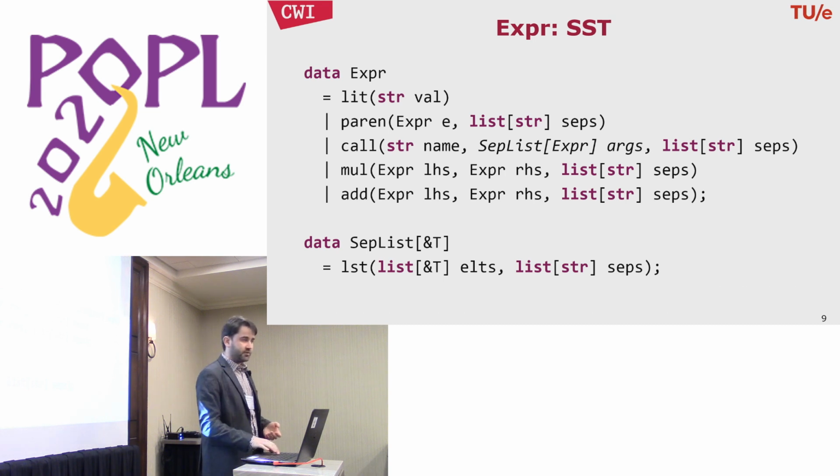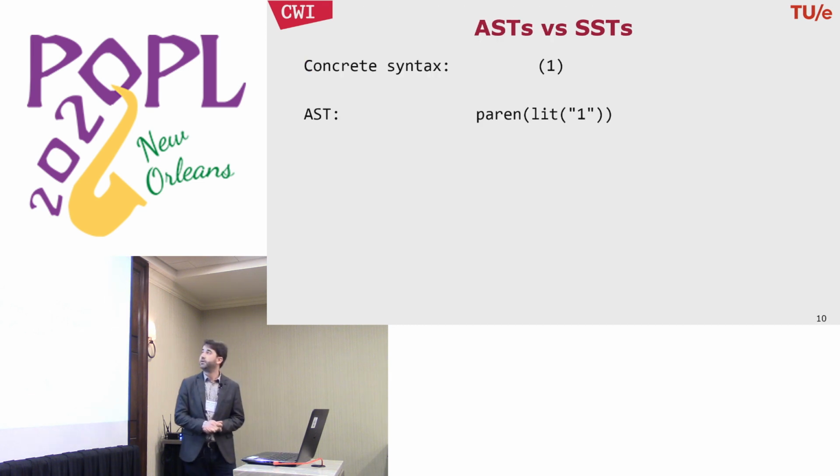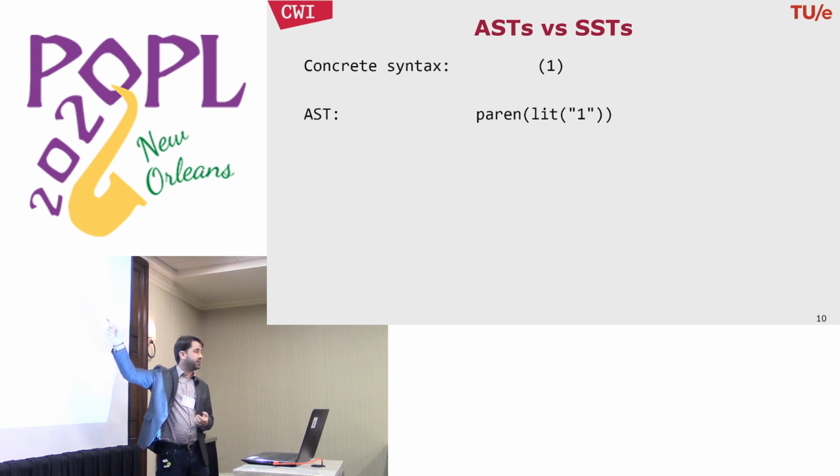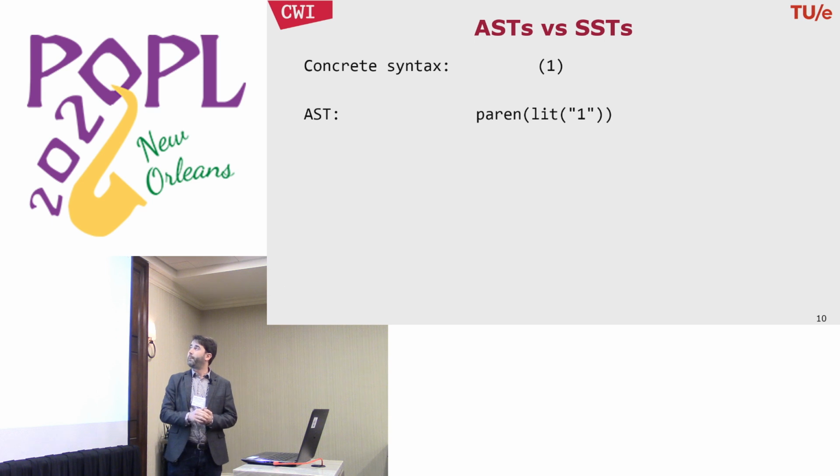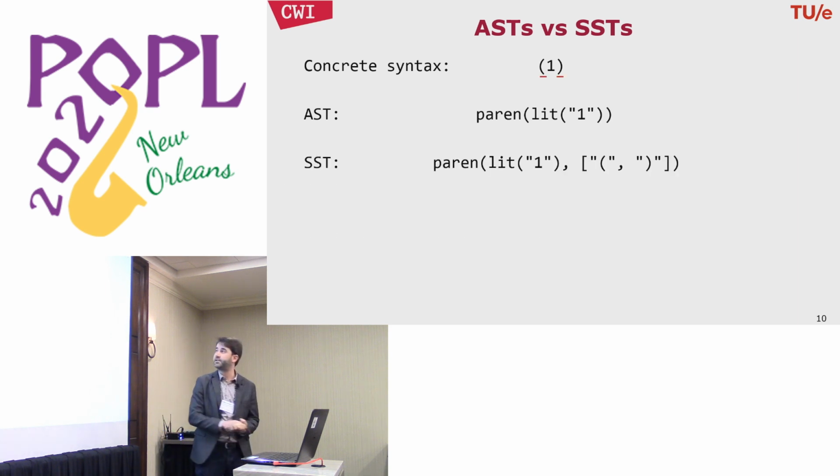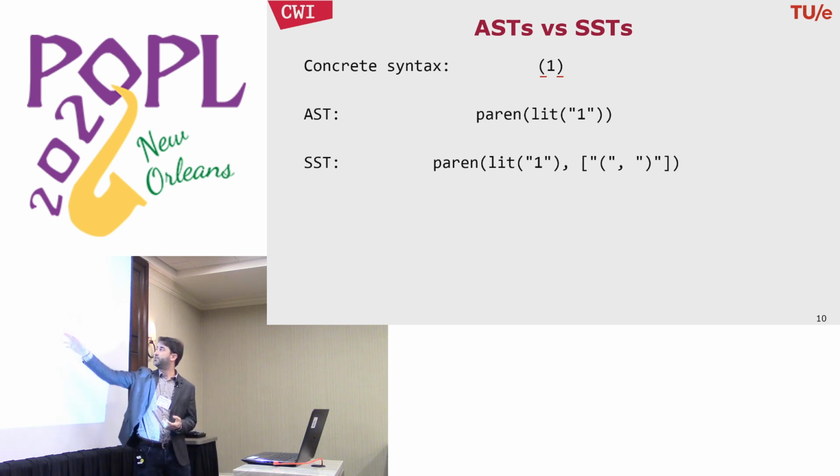If we look at some examples of how separator syntax trees relate to abstract syntax trees, in this case we have a 1 between parentheses, and the abstract syntax is, as you would expect, a parent node with a literal node with the string 1 in it. Now, if we look at what we're missing in the parent node, the literal 1 here only covers the second character of the concrete syntax. So as our first separator, we need the opening parenthesis, and as our second separator, we need the closing parenthesis. And indeed, if we make this into a separator syntax tree, we have added this list containing the 2 strings.